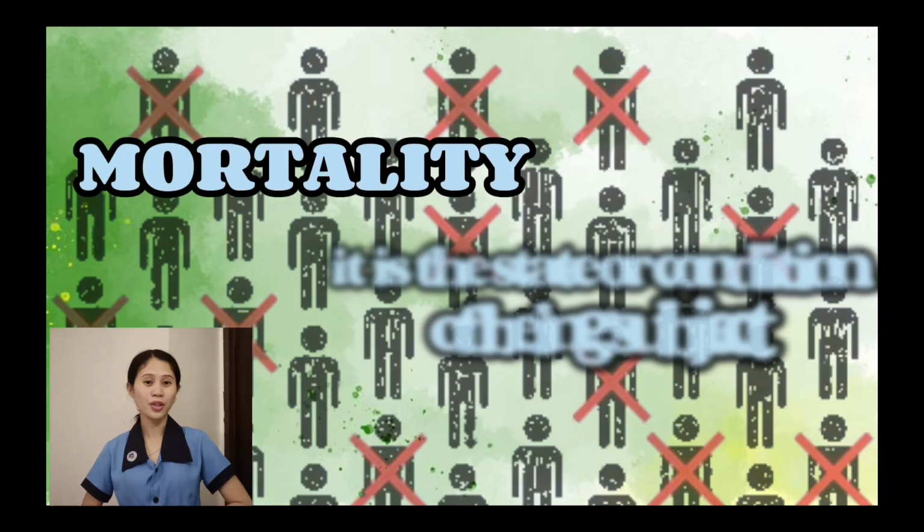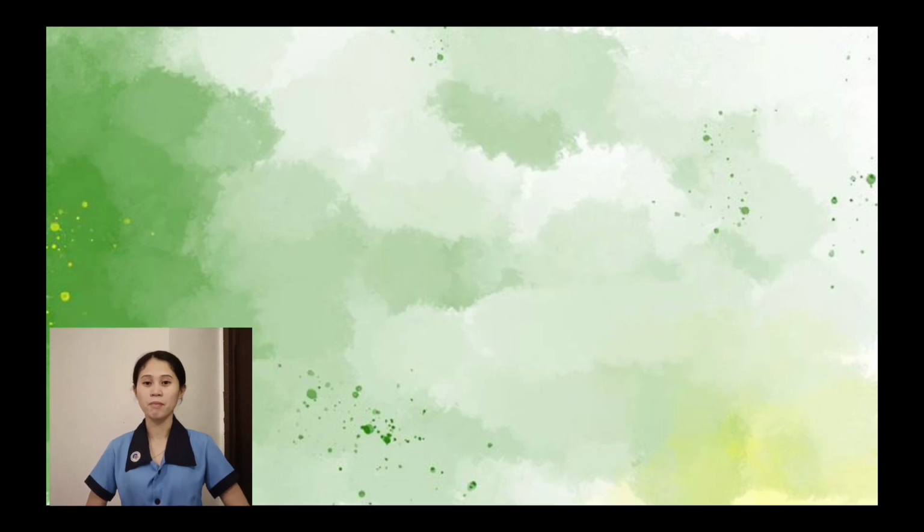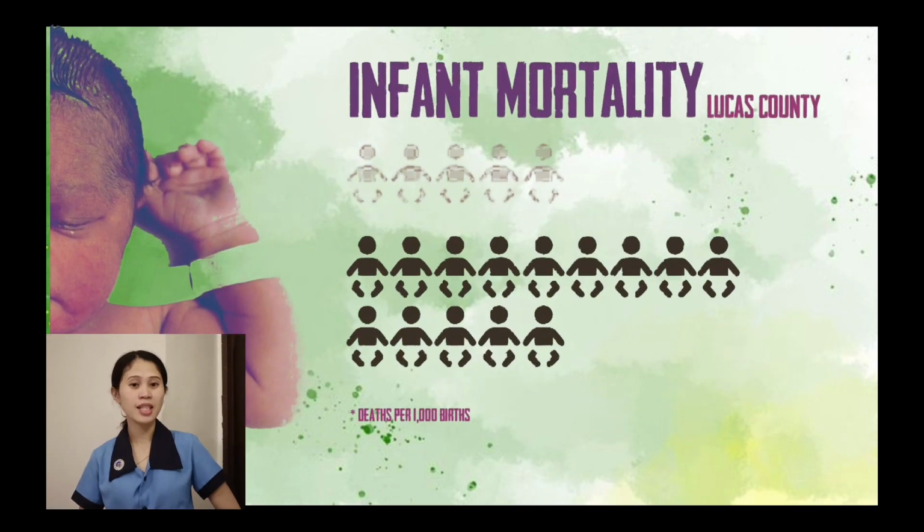Mortality is the state or condition of being subject to death, or the death rate. It is the measure of the number of deaths in a particular population, scaled to the size of the population, per unit of time. We have infant mortality, which is measured as the number of deaths in the first year of life per 1,000 live births during the same year.